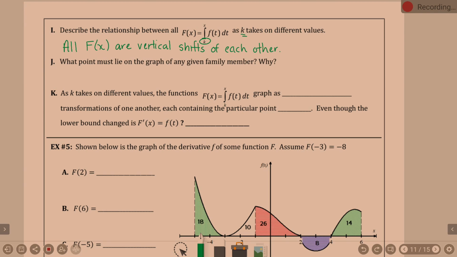And J, when you're ready. What point must lie on the graph of any given family member? A 0. And when does that 0 occur?